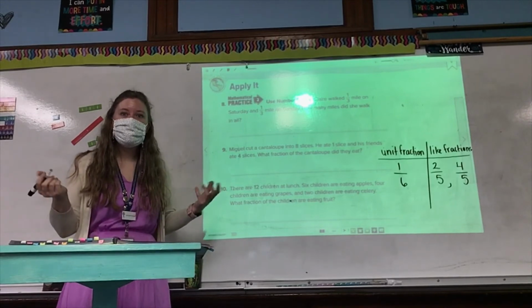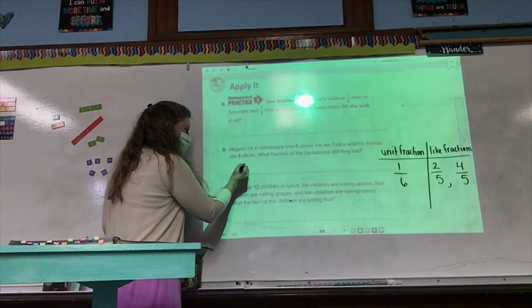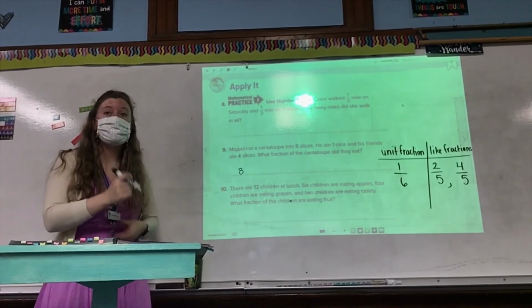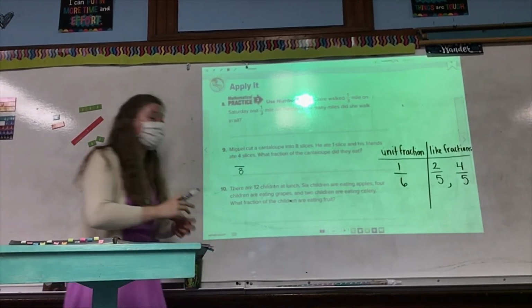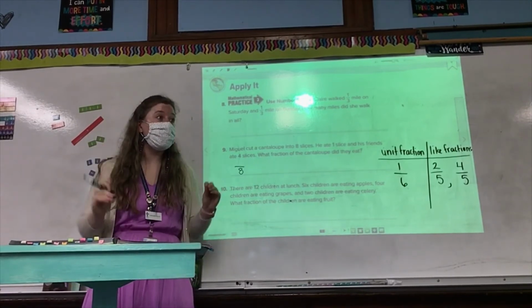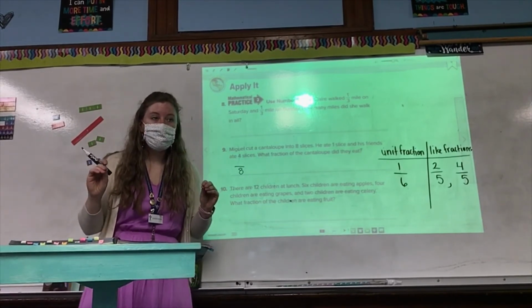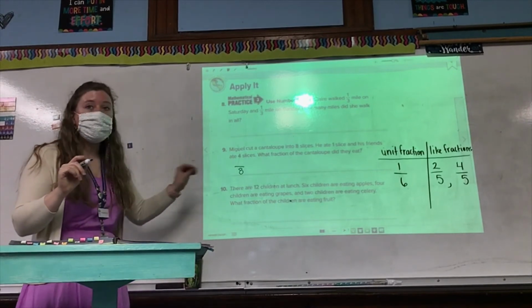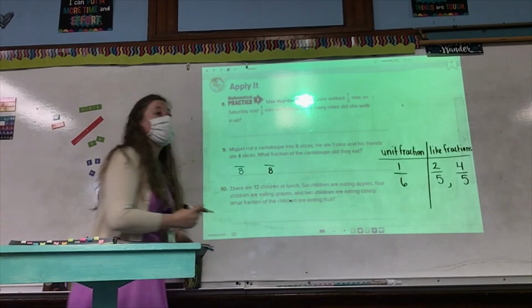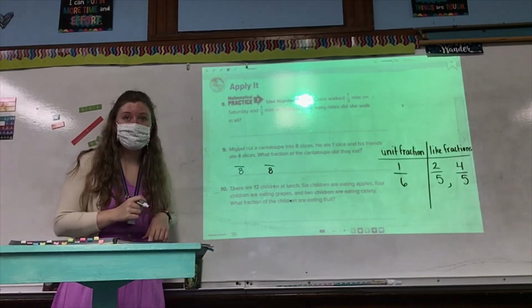8. Why? Because they have 8 slices total. The total number of slices was 8. He took the whole cantaloupe and he cut it into 8 pieces. Now we know our addends are both going to have 8 as a denominator.